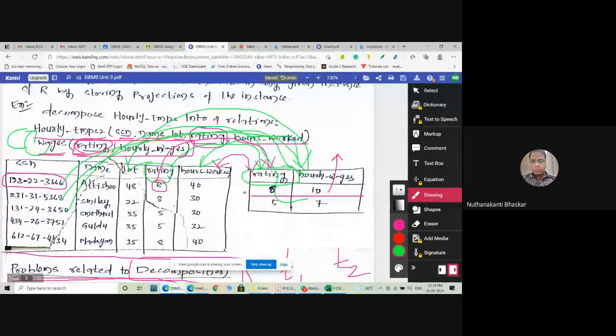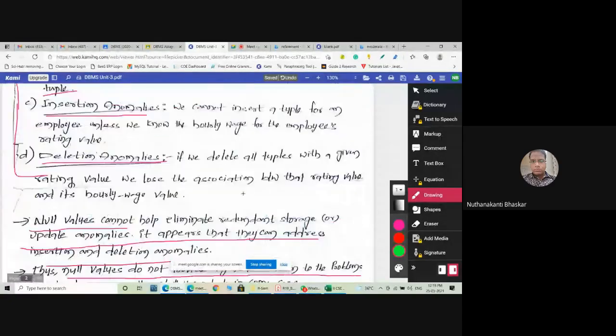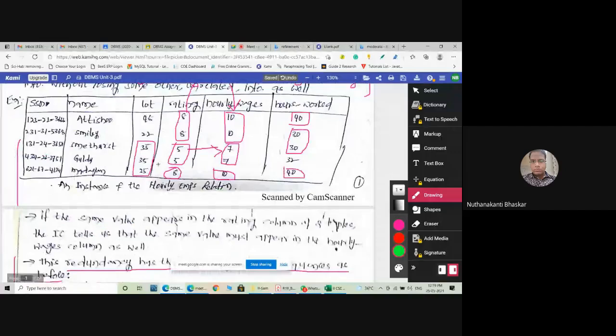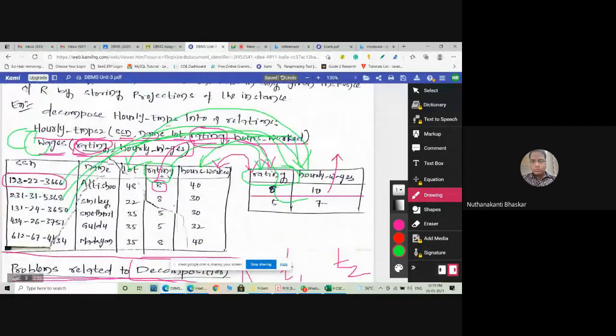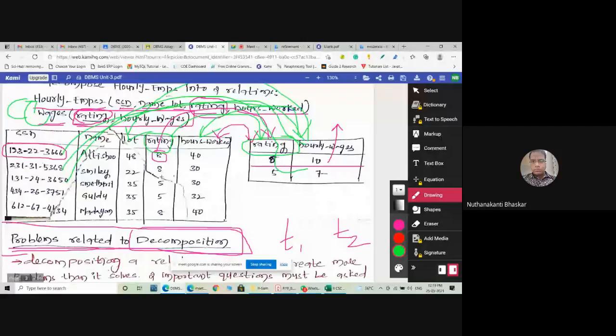When you join these two tables after decomposition, there is no data loss. It will show like the original table data. Yes or no? After joining. So this is a lossless join.